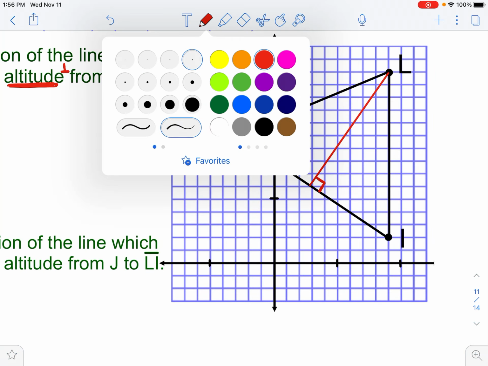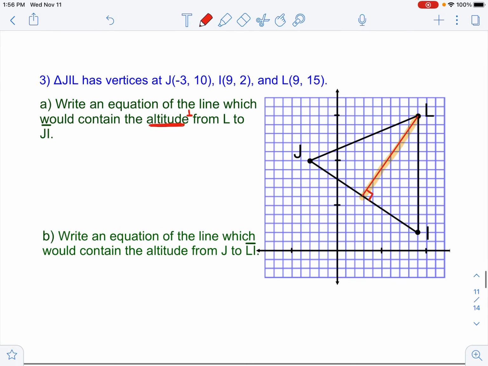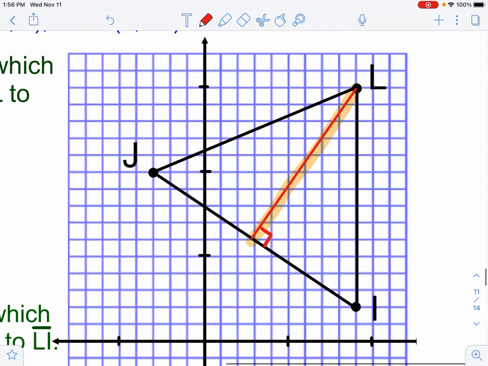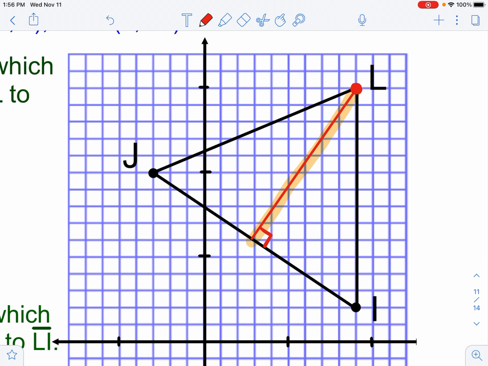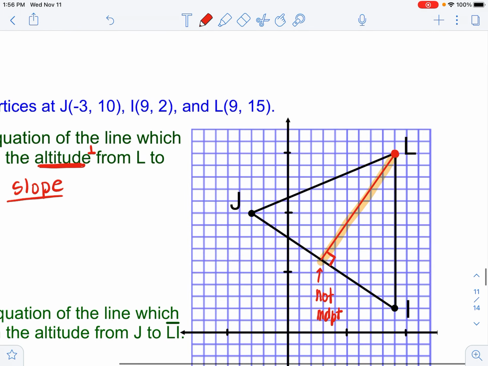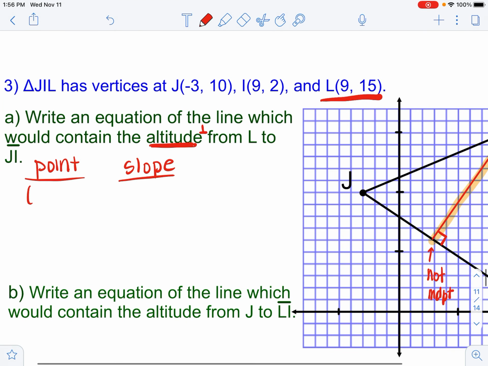So I want to write an equation of, let me get my highlighter out, this altitude right here. To write an equation of a line, I need two things. I need a point on the line, and I need the slope. Do I have a point on this line? This time the answer is yes. I have this point right here, L. So I do not need a midpoint because this is not in the middle. L is (9, 15). It's right there. So I'm going to use (9, 15).